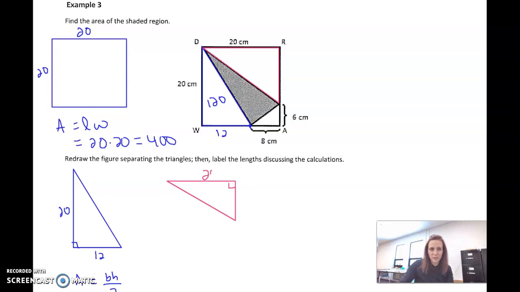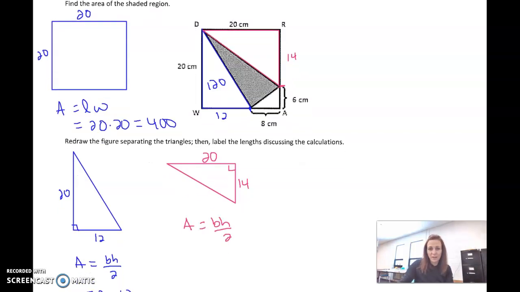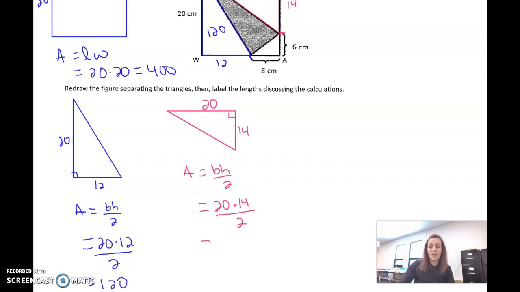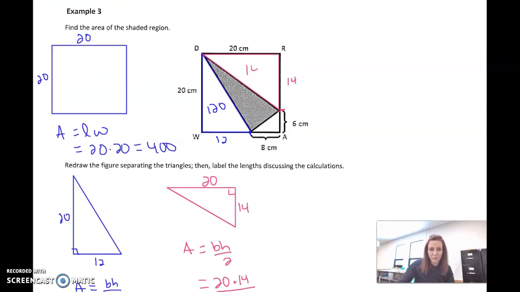This whole top here is 20, and this right here, well, remember, it's 20. This is 6, so this has to be 14, because 14 plus 6 is 20. I'm going to use the same formula, base times height divided by 2, and I'm going to go 20 times 14. Base times height is always around the right angle, even though it seems like it's on the top, it's still the base. Divided by 2, type that into a calculator, and I get 140. So this right here is 140.